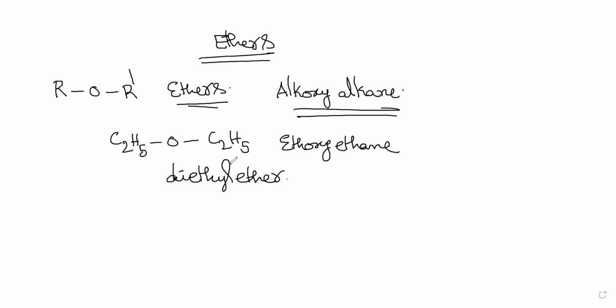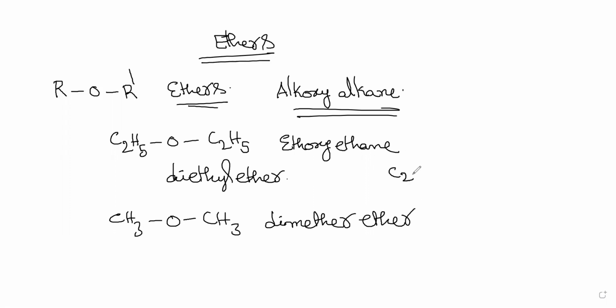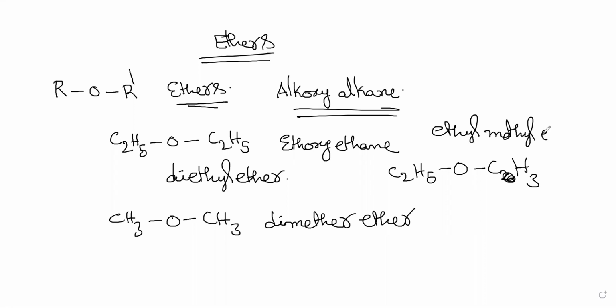Now when these are symmetric ethers, suppose CH3O CH3 is there, that is dimethyl ether. When you have C2H5O C2H5, that is diethyl ether. If you have C2H5O CH3, that is ethyl methyl ether. So this is how you have things.